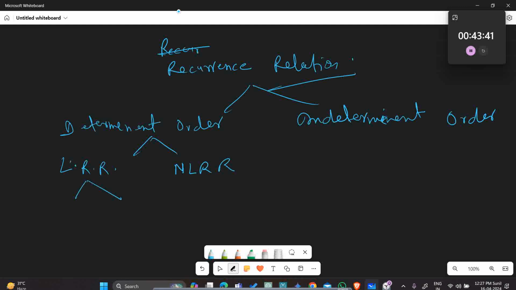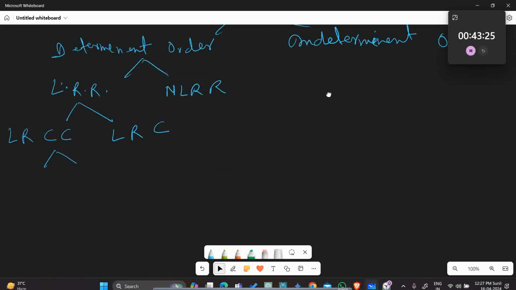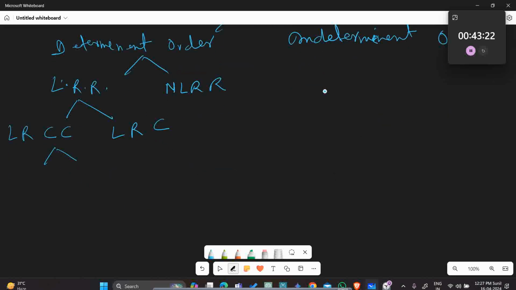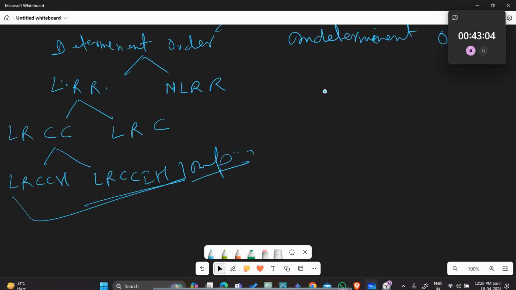Linear recurrence relation is also of two types. Linear recurrence relation with constant coefficient is also of two types, right? LRRCC homogeneous and LRRCC inhomogeneous or non-homogeneous. All right. These two types are important.